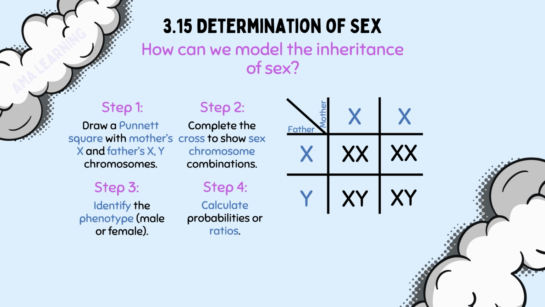The results show that there is a 50% chance of the offspring being a female. This is shown by two X chromosomes. 50% chance of the offspring being a male. This is shown by X and Y chromosomes. The determination of sex depends on the combination of X and Y chromosomes from the parents. A Punnett square illustrates that there's always a 50% chance of having a male or female child.